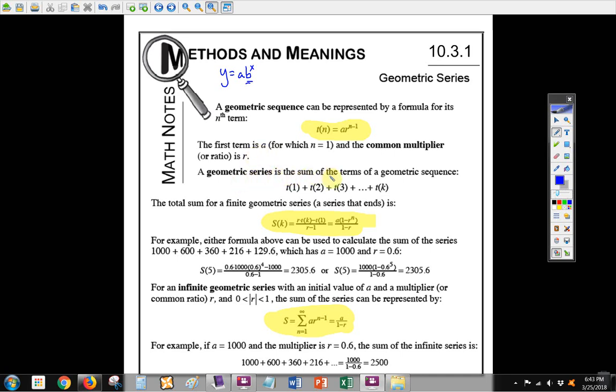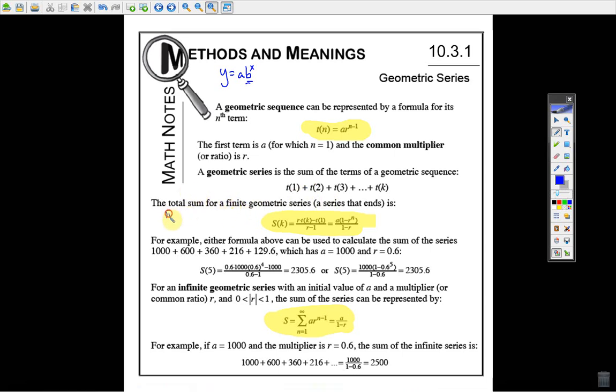A geometric series is the sum of the terms for a geometric sequence, so t of 1 plus t of 2 plus t of 3 all the way out to t of k, which would be our last term. The total for the sum of a finite geometric series, a series that ends. If you don't know this word, infinite means it goes on forever. Finite means that it stops, it doesn't go on forever.